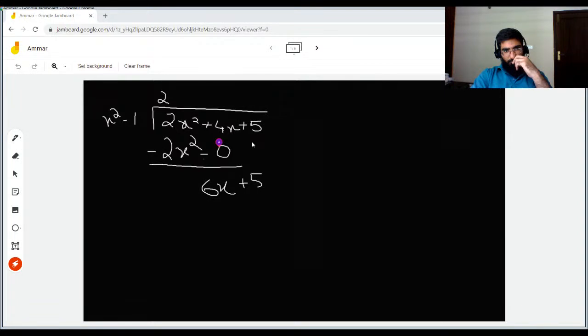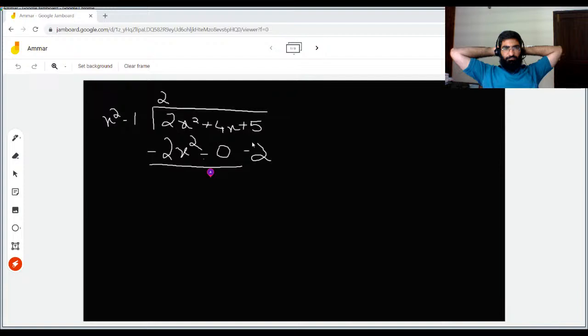Minus 2, right? Okay. So this becomes 4x, then this becomes plus 7. Okay, now how do I do it? Still the same problem. You leave it at this point. You just look at the question and try to write it in the form that's given.